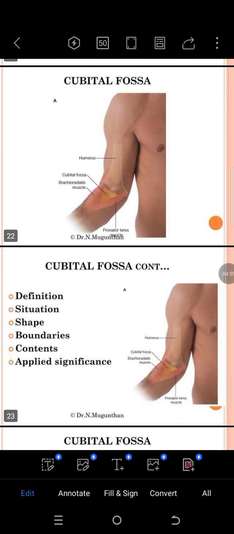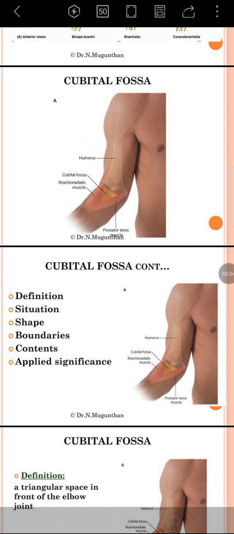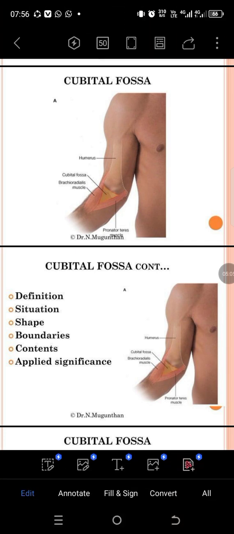Then in my next video, I'll talk about the cubital fossa, right? I'll explain about the cubital fossa and what's required to bring out. So you're supposed to, one, say the definition. What's the definition? Where is it located? What is the shape? What are the boundaries? What are the contents? Then what's the clinical significance? In every other structure, including the femoral triangle and the axilla, this is how you approach that, right?